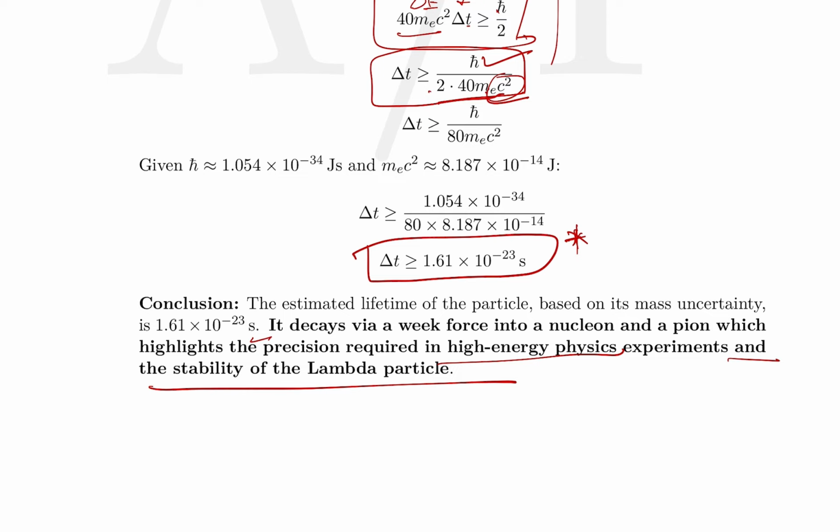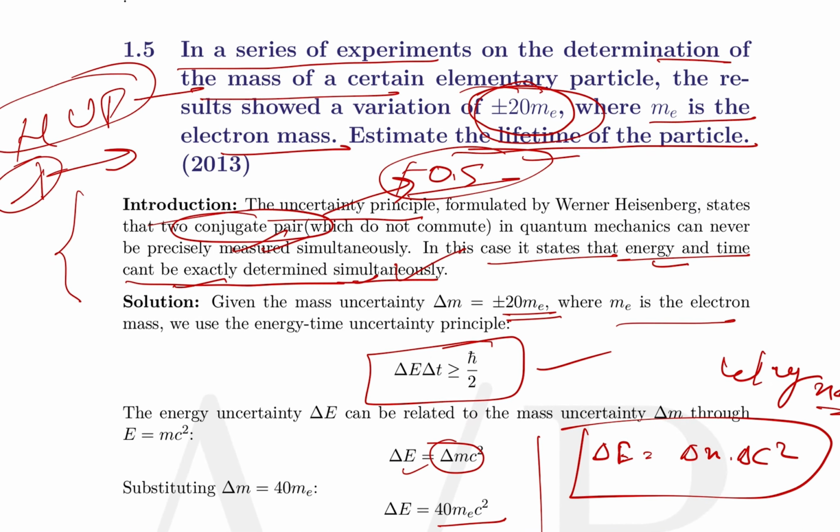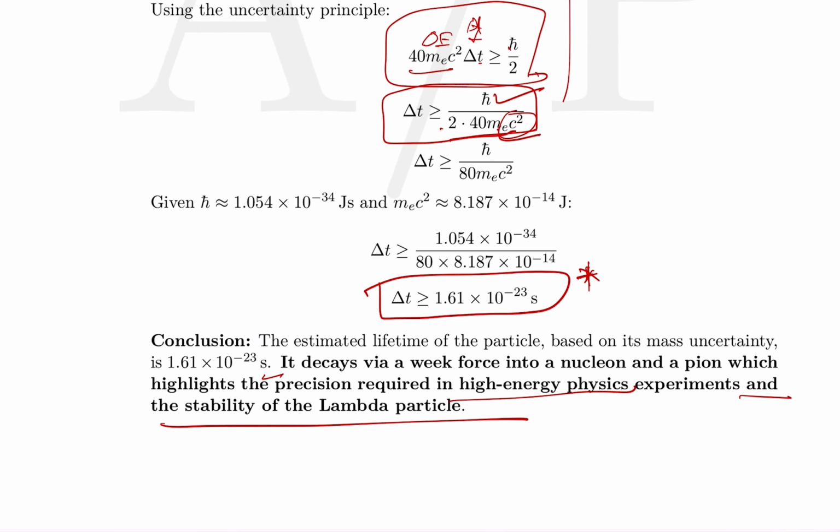So now this is important. The question stated that there is a particle which had a variation in mass plus minus 20 me, estimate its lifetime. We got a certain lifetime as this. Now the conclusion is saying that this particular particle would decay into nucleon and a pion, and which is of fundamental importance in high energy experiments and the stability of lambda particle.